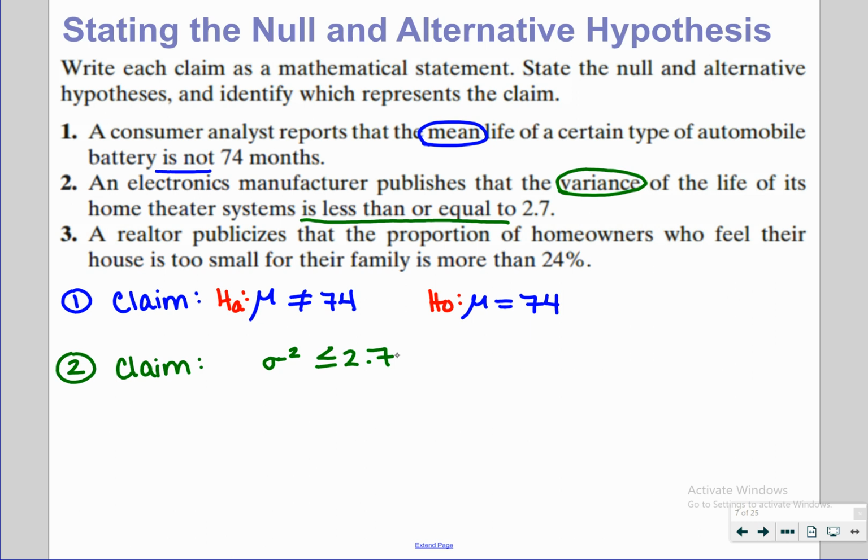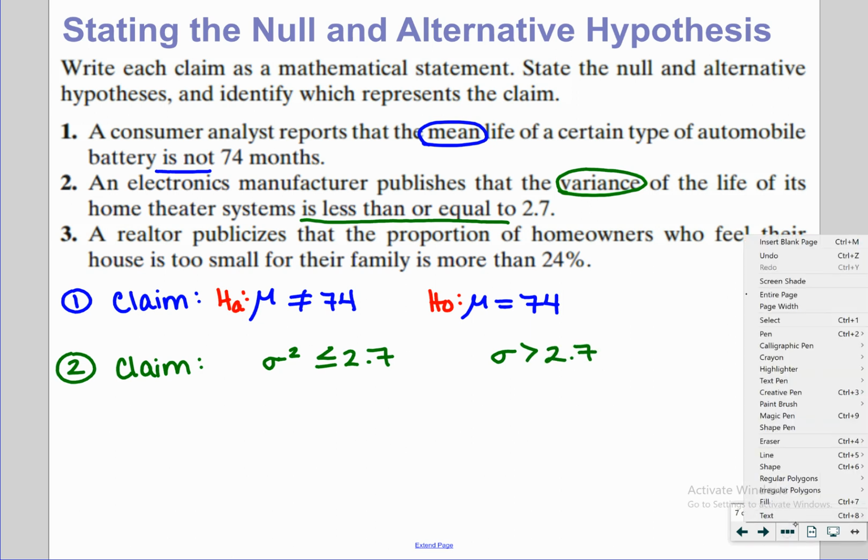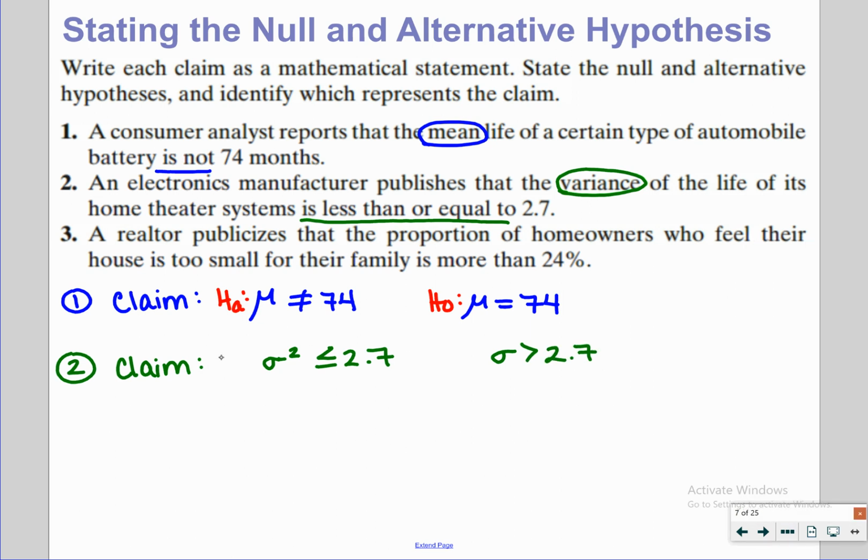What's the complement of something being less than or equal to? Greater than 2.7. Equal to is the null. Not equal to is the alternative. Any questions so far? Okay, all right, last one.